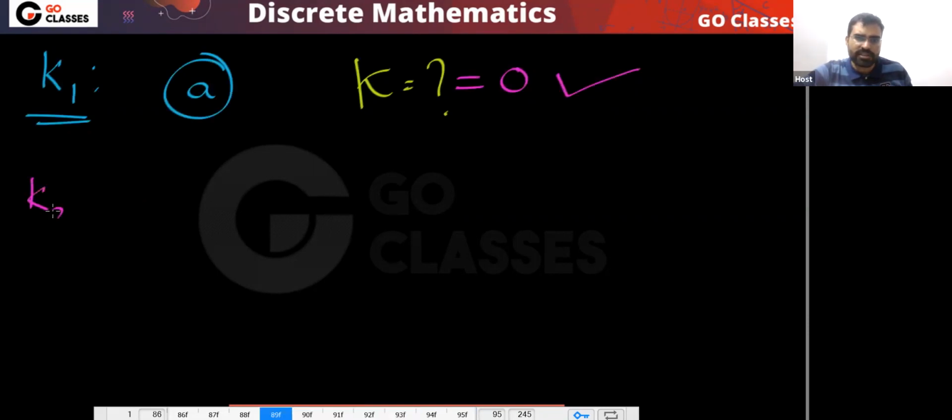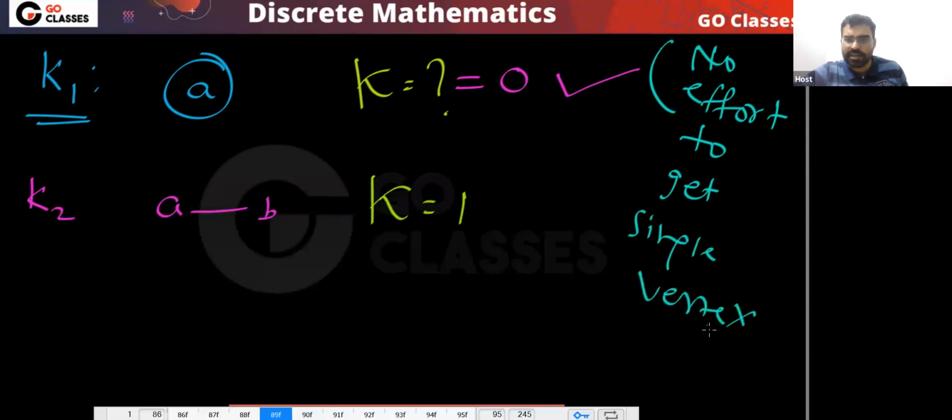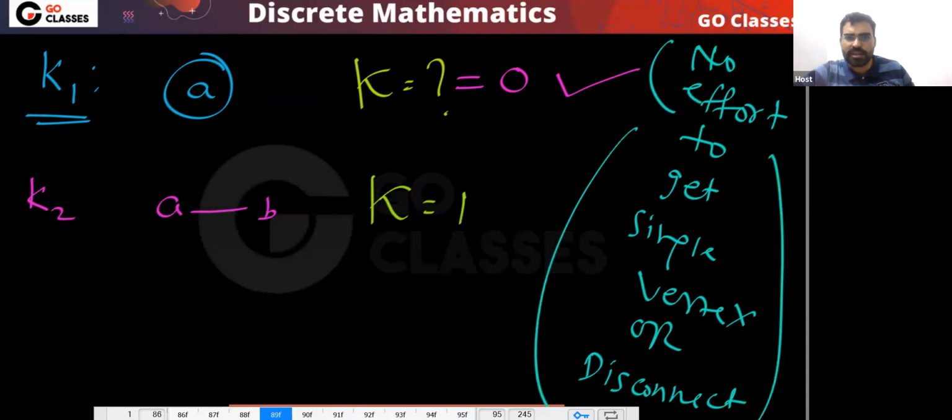And for this K2, what is kappa? The kappa is 1. Yes, so you can notice that kappa is defined as 0 for a single vertex because there is no effort. No effort to get a single vertex. Yes or no? You don't have to put any effort to disconnect or bring a single vertex.